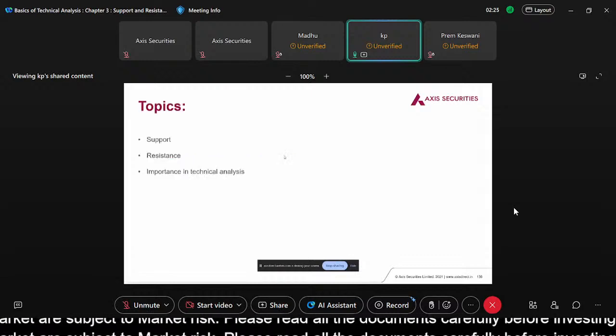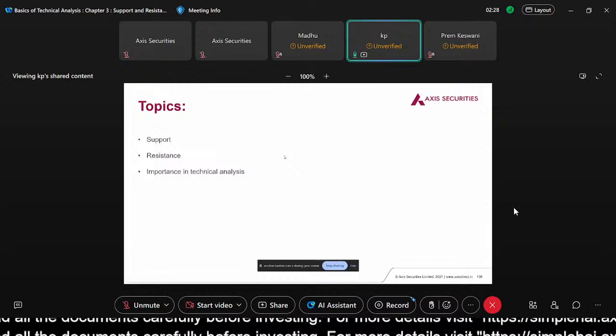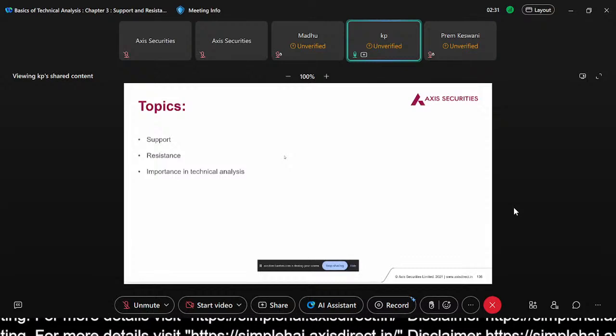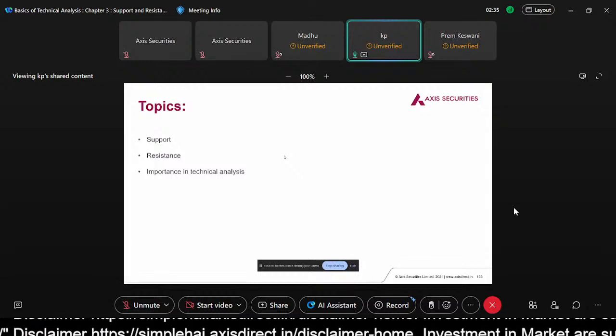Few things today. One would be what is support, what is resistance, and then the importance of it when it comes to technical analysis. The last part we will just touch base on real quick.